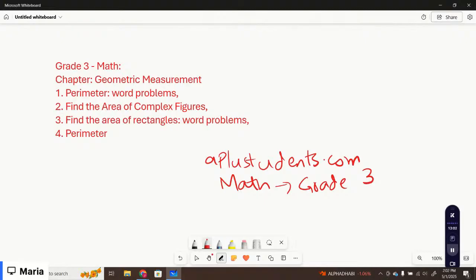The lessons we're going to cover today are perimeter word problems, find the area of complex figures, find the area of rectangles word problem, and perimeter. So please make sure you have your notebook and pencil so that you can note down the important examples and definitions as well.